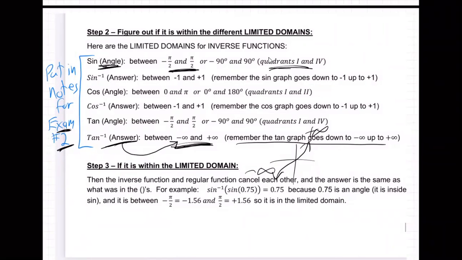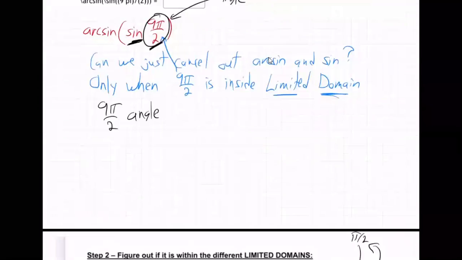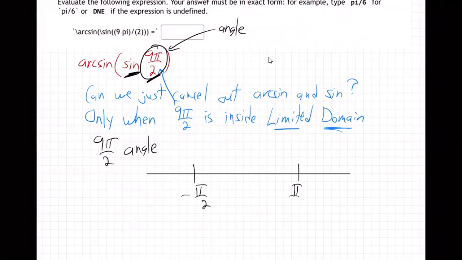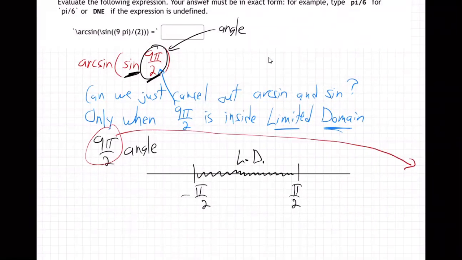Remember, sine inverse is those two quadrants: negative pi over 2 down here and pi over 2 up there. Remember that? So let's draw that. It's got to be between negative pi over 2 and pi over 2. So right here, this is the LD, the limited domain. So where's 9 pi over 2? Is it in there? No way. 9 pi over 2 is way over here.